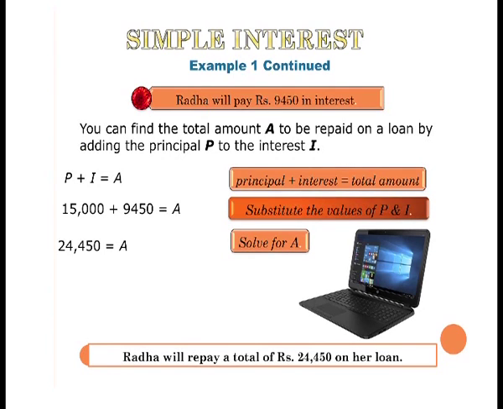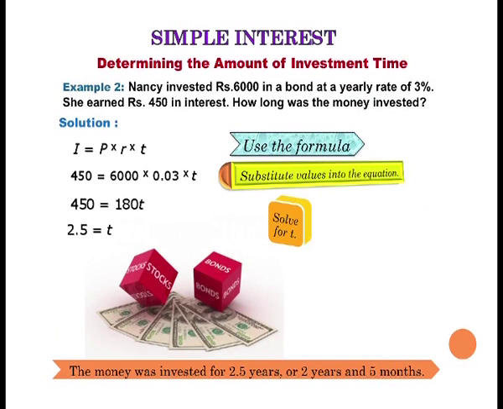And how will we find the total amount? You can find the total amount A to be repaid on the loan by adding principal to the interest, which is equal to P plus I, which is the amount we write as A, that is 35,000 plus 9,450, which is equal to rupees 44,450. That means Radha will repay a total of rupees 44,450 to the bank on her loan.